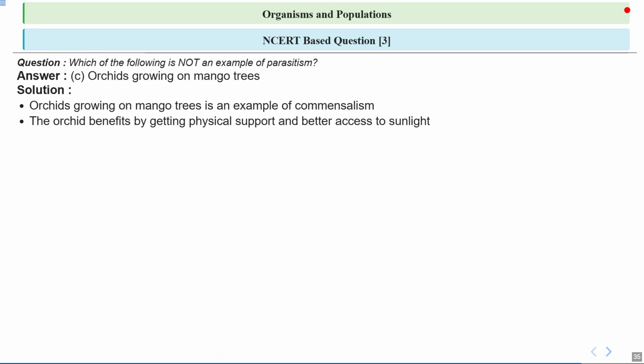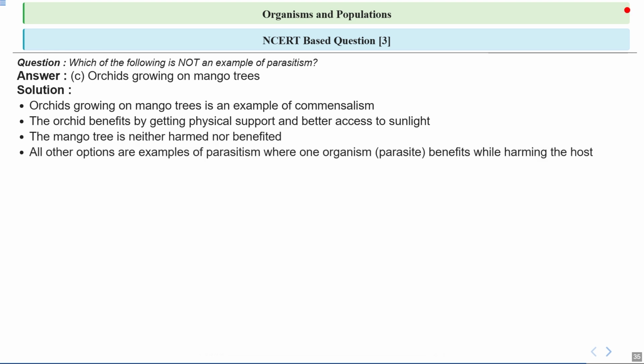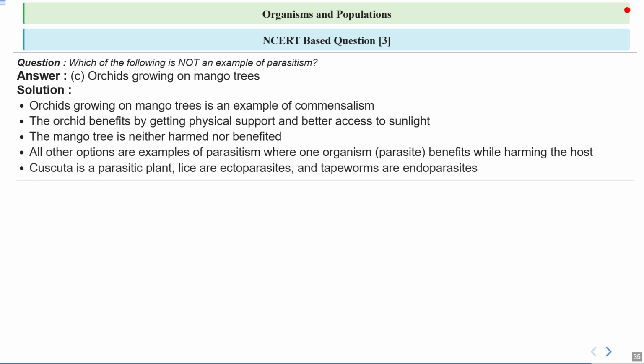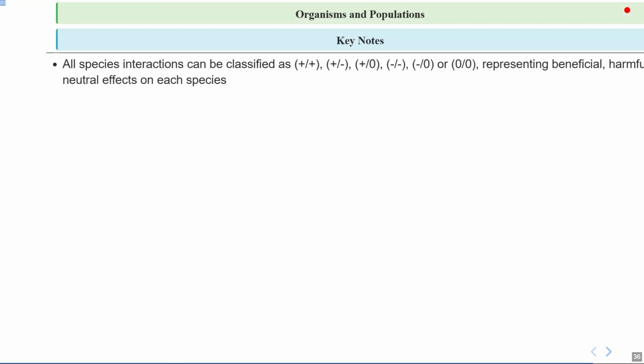Okay, it is getting physical support from the mango tree, and the mango tree, on the other hand, doesn't lose anything. It is not affected at all. Okay, the other options are examples of parasitism, where one organism, which is the parasite, benefits while harming the host. Cuscuta is the parasitic plant, lice is an ectoparasite, and tapeworms are endoparasites.